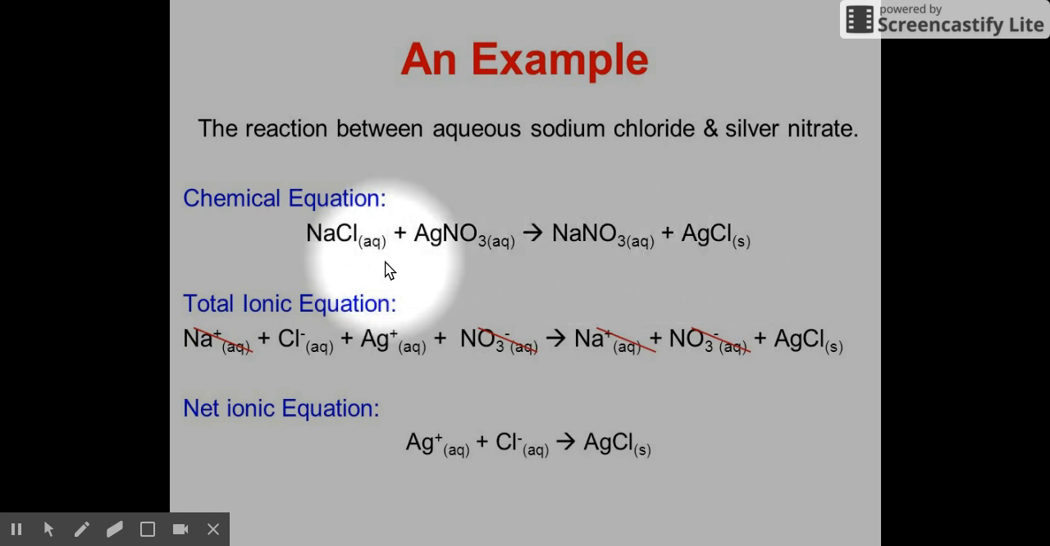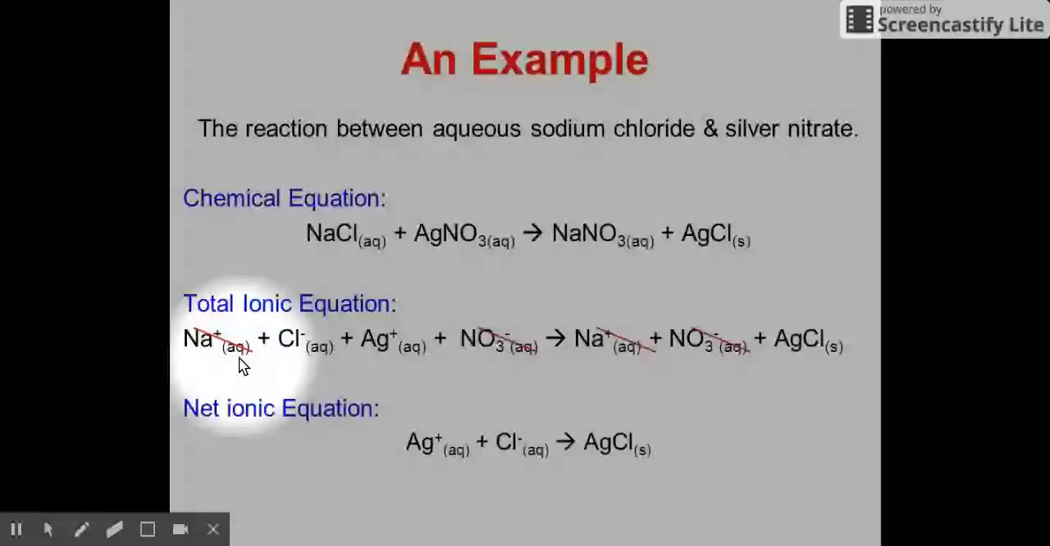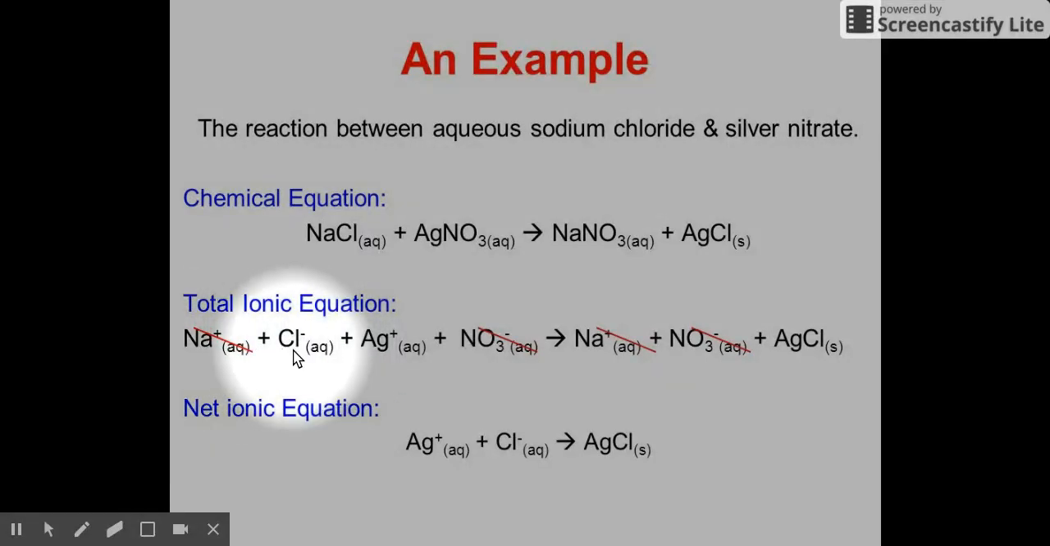Once we've checked that the equation is balanced, we now separate the compounds into their ionic components. So NaCl came from Na+ and Cl-, both with 1, and don't forget to put the aq. That means the Na+ and Cl- dissociate into their component ions when dissolved in water. Same with silver nitrate, you can split it up into Ag+ (aq) and NO3- (aq). And then the product, aqueous sodium nitrate, you can also separate into Na+ (aq) and NO3- (aq).